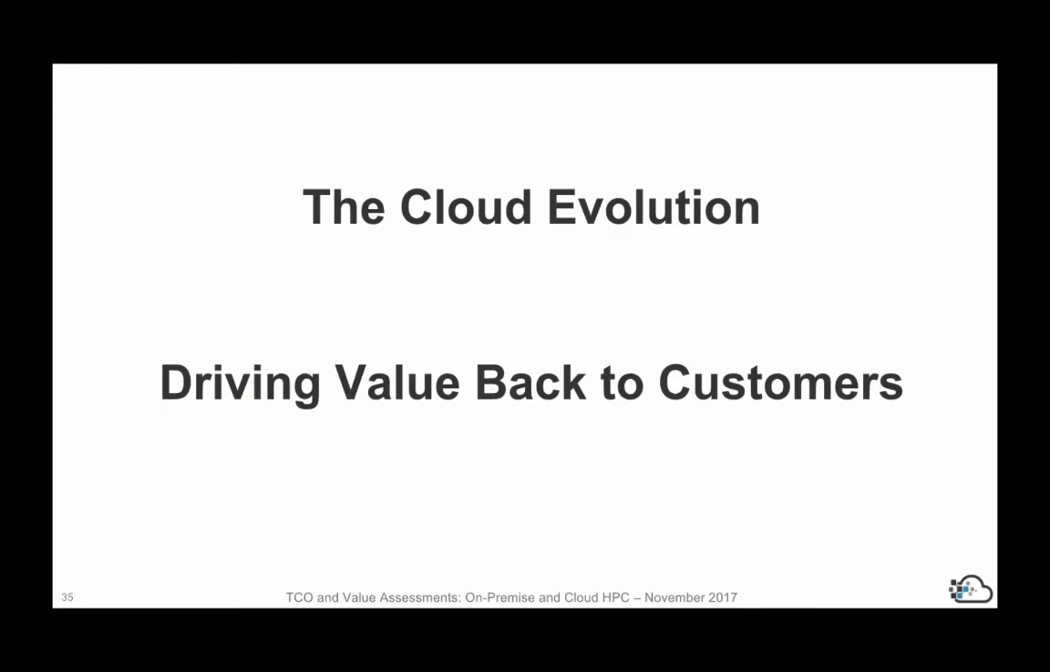So where is the cloud going for high performance computing? In some ways, we're just getting started. HPC workloads are moving to the cloud at an accelerated pace, and organizations that 3 years ago claimed that the cloud wasn't for them are jumping into the pool.